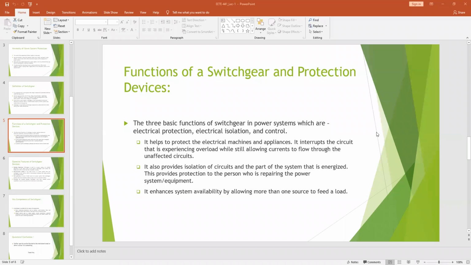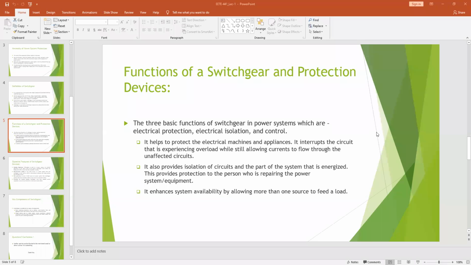So in the last class, we discussed some basic preliminary talks about switchgear, especially the definition and necessity of switchgear. Those are the things that we have discussed. So today we will continue this introductory class. Let us begin with the functions of switchgear and protection devices.